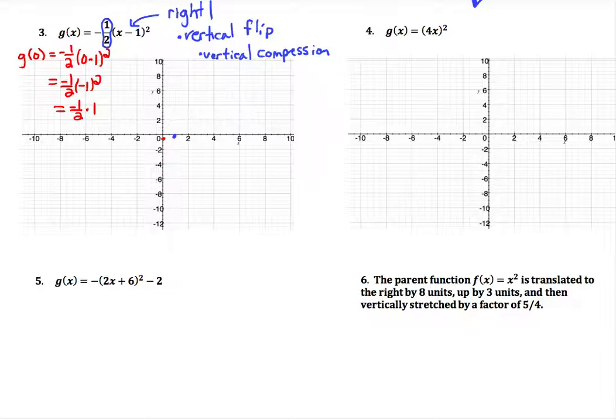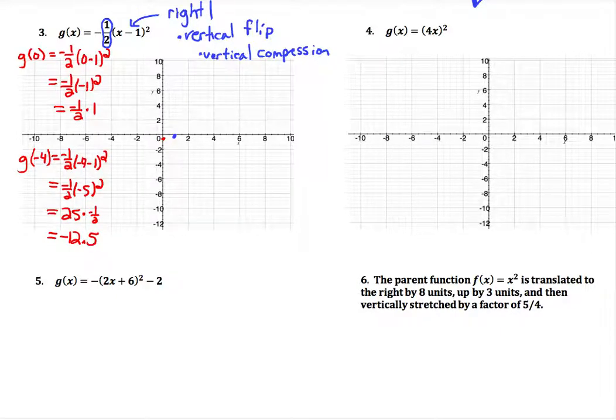We could, of course, also plug in another x value and see how far we'll be out. Maybe we should plug in like -4. So I'm going to go over here and plug in -4. It's going to be -1/2 times -4 minus 1 squared. It's going to be -1/2 times -5 squared, which is 25 times -1/2. So that's going to be like -12.5.